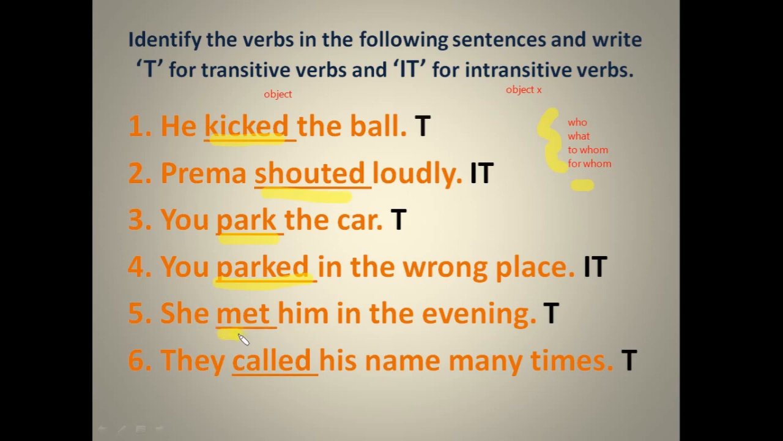Now, next one, she met him in the evening. She met whom? She met to whom? Again, we have got the answer. That's why this is our transitive verb. They called his name many times. Verb is called. Students, if you are unable to identify the verb, definitely you cannot attempt the exercise. First of all, you should know what is a verb and then only you can do it. They called what? So again we have got the answer: his name. That's why this is our transitive verb. So I hope it's easy for you now.